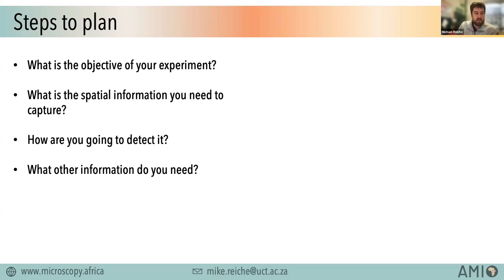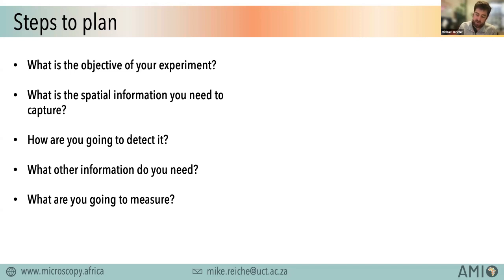And there's sometimes other information that you might need. Sometimes you might be interested in a protein, but it'll be very important for you to know where the nucleus of a cell is so that you can identify cell density. And that's not necessarily the highest importance in your objective, but it is something that you need to know from your sample.